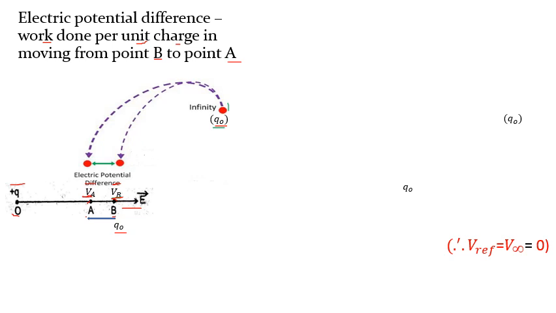And the difference between these two potentials in moving charge from B to A is nothing but the electric potential difference. So we can write this electric potential difference for moving a charge from B to A as the difference in the potentials VA minus VB. That is the work done in moving from B to A divided by this Q0. Like this we can find the electric potential difference.